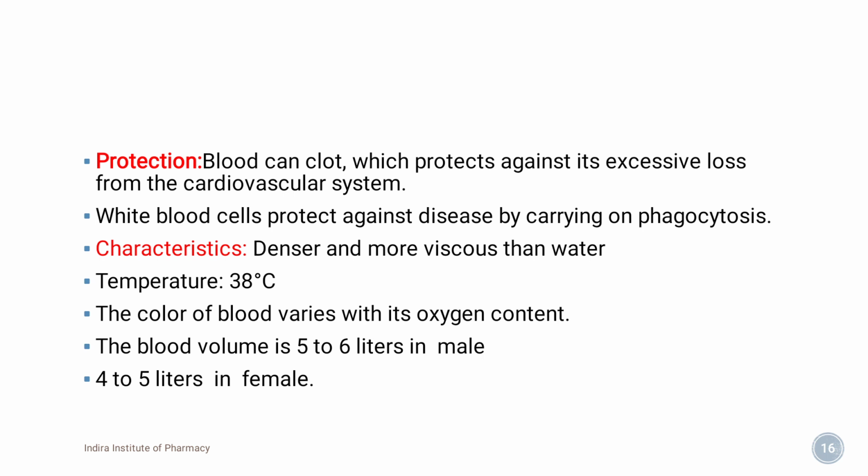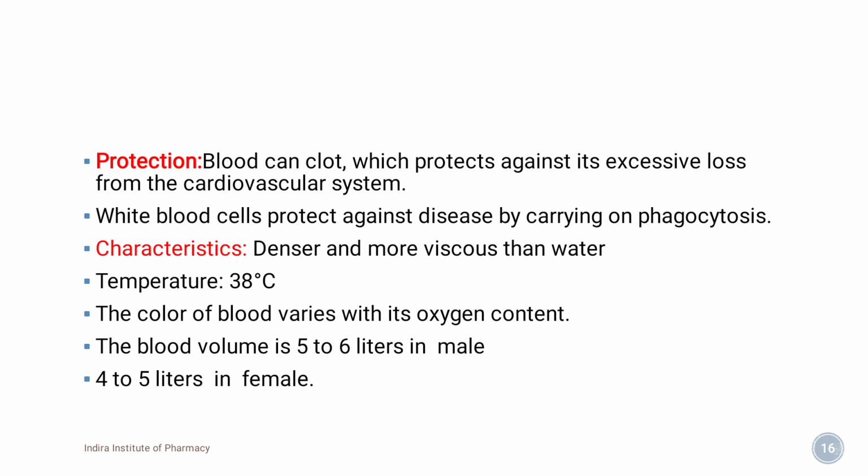So it also protects against excessive loss from the cardiovascular system. Excessive loss from our body can be prevented by forming a clot. Various clotting factors carry out this process of coagulation. White blood cells protect against disease by carrying out phagocytosis. Whenever there is injury, these white blood cells go there and prevent the spread of infection, or they carry out phagocytosis of the microorganisms trying to enter the injured area and cause further infection. That will be prevented by these white blood cells.